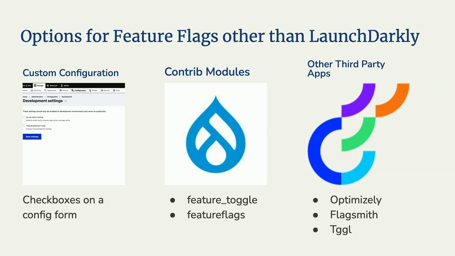So here are some options for feature flags. You can use custom configuration, like a Drupal admin form, to toggle some boxes and turn features on or off. There are feature modules, Feature Toggle and Feature Flags. I haven't used either of them, so I'm not sure how well they work. And then there are other third-party apps similar to LaunchDarkly, like Optimizely, Flags, and Toggle.